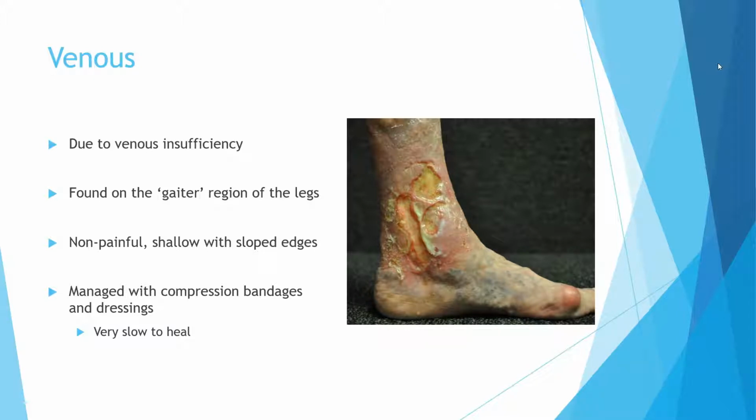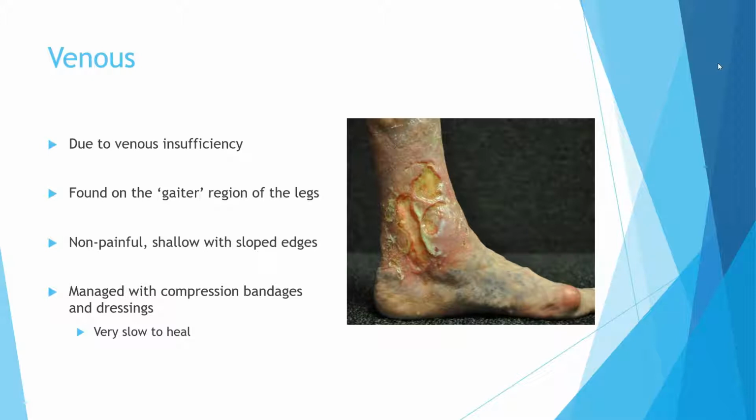Venous ulcers tend to be quite shallow. They tend to be quite sloughy in appearance. They have a lot of dead tissue surrounding them. And they also tend to have quite sloped edges. In terms of the location they're commonly found on, they tend to be found on the shins, and this is called the gaiter region of the legs.